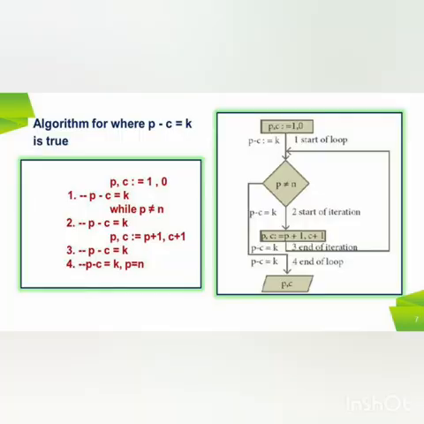Here the loop invariants are true in all the 4 cases. That is, at the start of the loop, at the start of each iteration, at the end of each iteration, and at the end of the loop. Do you understand this? Now let's see the next example.